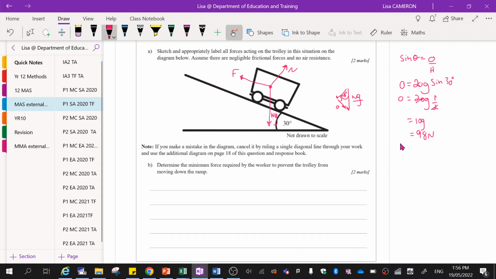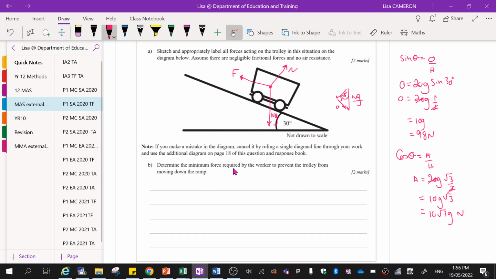If I want to resolve the other force too, I can do that by doing cos theta is equal to the adjacent over the hypotenuse, which is going to be equal to 20g root 3 on 2. And I can simplify that to 10g root 3. Now, the question hasn't asked me for this yet, but it is a good habit to get into to resolve those forces straight away so you know exactly what you're looking at.